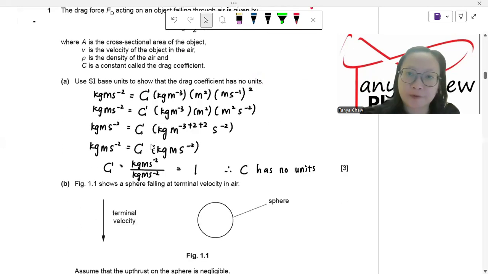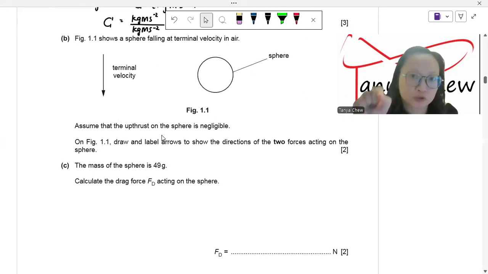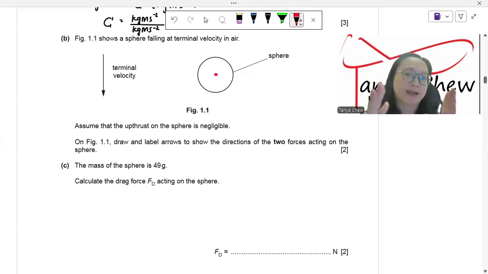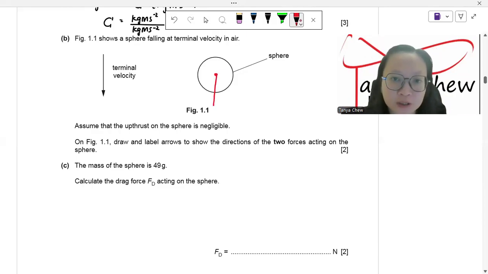Since part A, they already give us a drag force, you need to include that drag force into this diagram, Fig 1.1. First, sphere falling. Any falling object is due to its weight, gravitational force acting on it. Gravitational force or the weight of the sphere acts at the center of the sphere, which is straight downwards, pulling it down. So this is the weight of the sphere. You just write down weight.